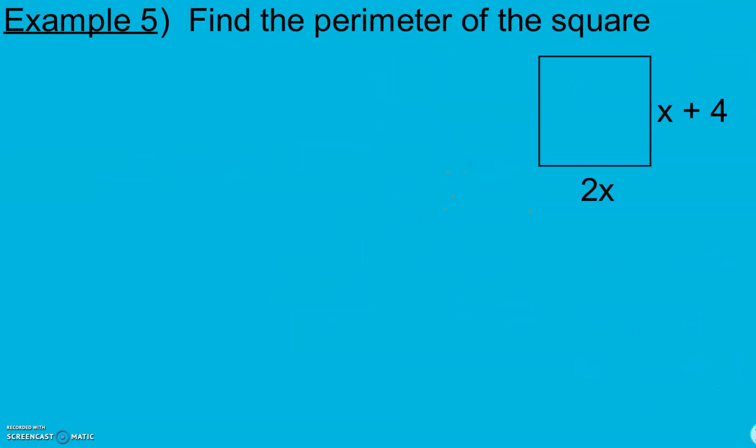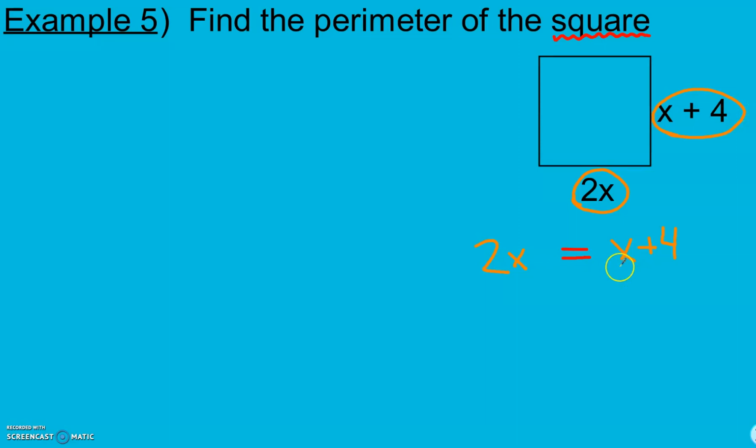In example 5, it wants us to find the perimeter of the square. Here it's important to note that we have a square. With a square, we know all of our sides are the same. So what that tells us is 2x and x plus 4 represent the same length. So we can set them equal to each other. 2x and x plus 4 have to equal each other because we have a square.